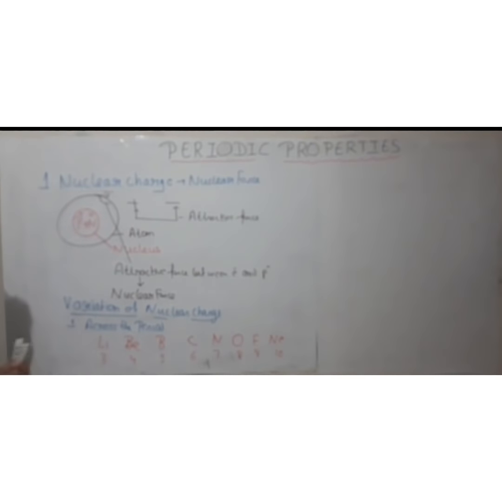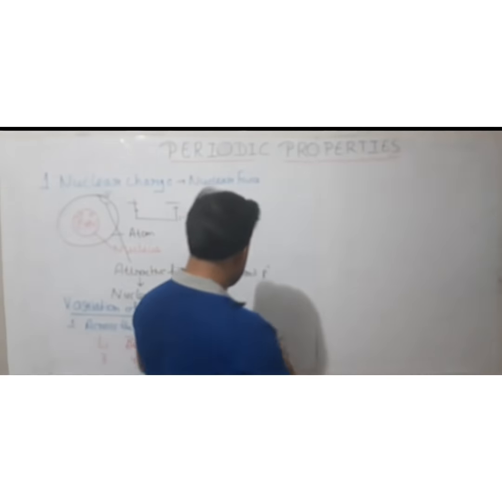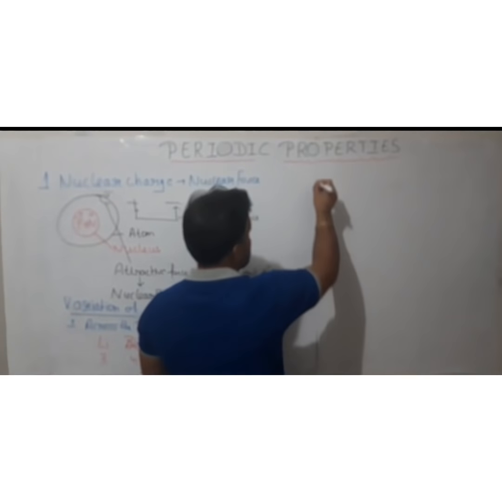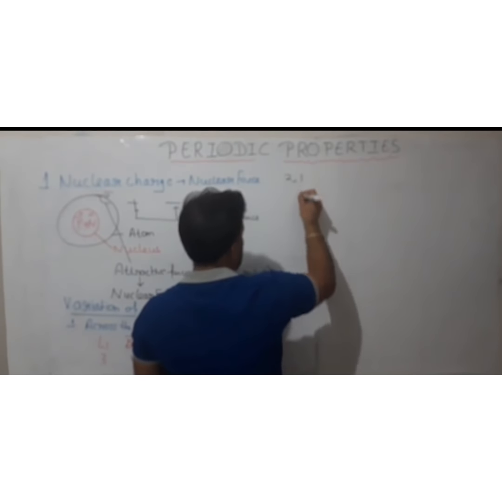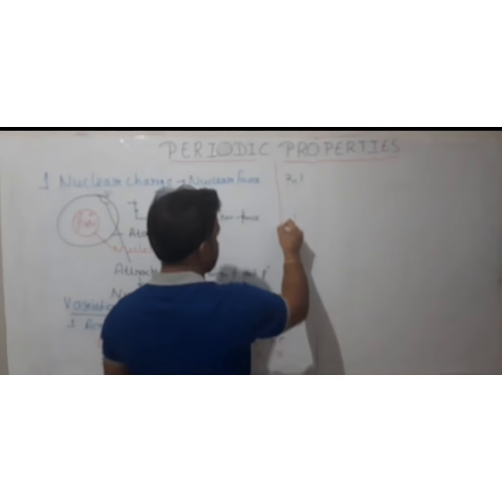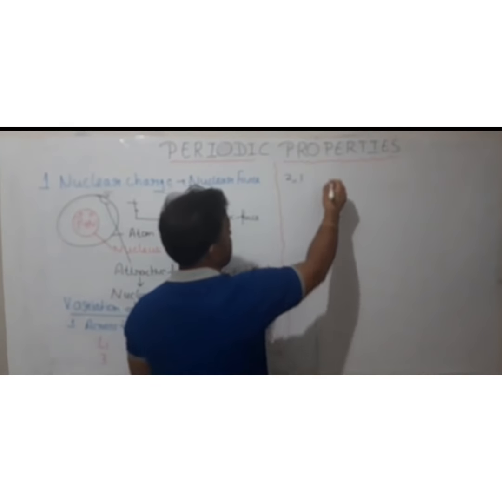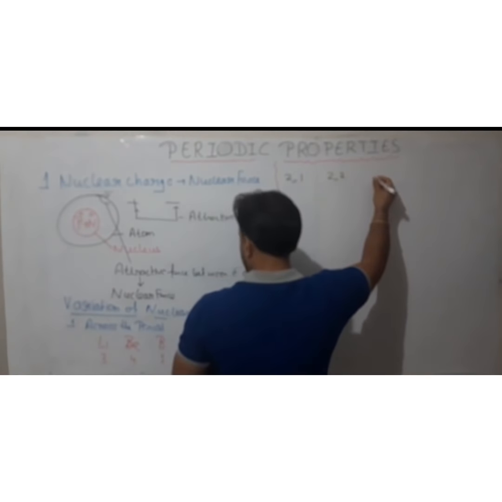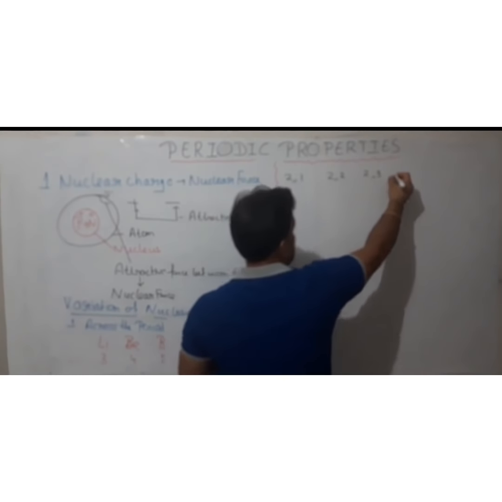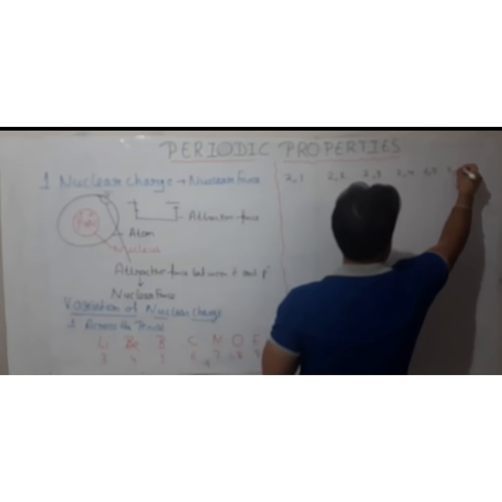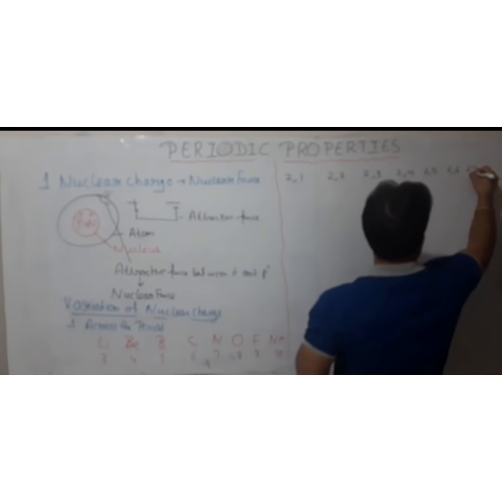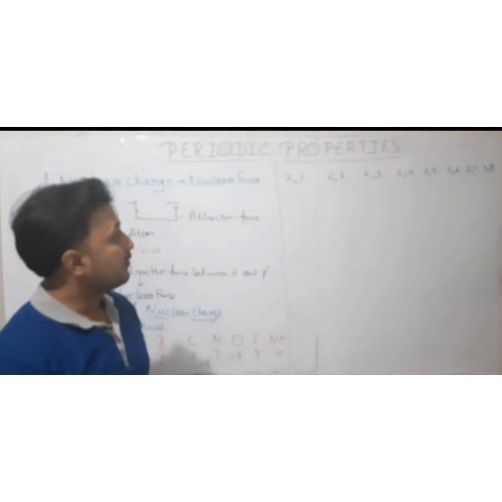Okay. Now when you know the atomic number of any element, you can easily write their electronic configuration. So I am going to write the electronic configuration of these elements here. Lithium will be having the electronic configuration 2, 1. Then beryllium, its configuration is 2, 2. After beryllium, boron is there, that is 2, 3. Then carbon, 2, 4. Then nitrogen 2, 5. Then 2, 6 oxygen. Then 2, 7 fluorine. And then 2, 8 neon.